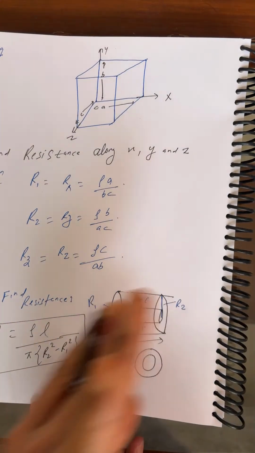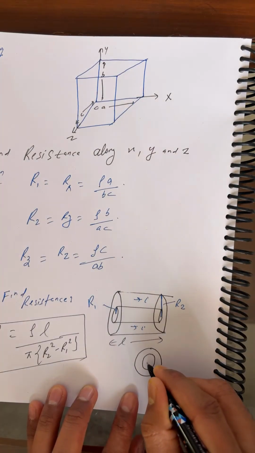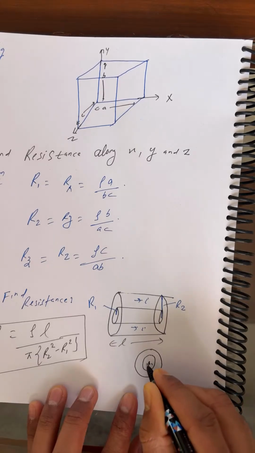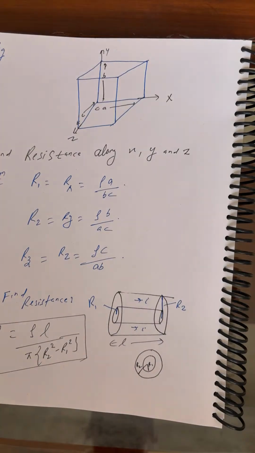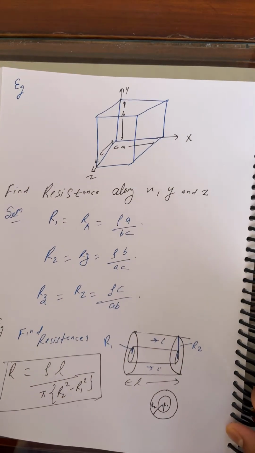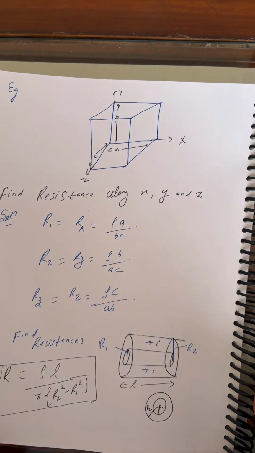Because you're looking from this side, you will see this from here. So this is the actual diagram you will get for the top view. This is R1, and this is R2. I hope you got it. Student, is your doubt clear?